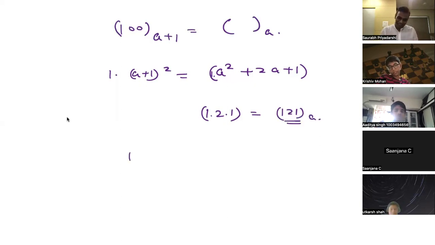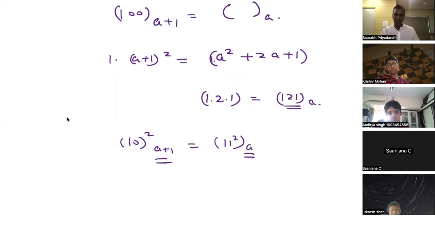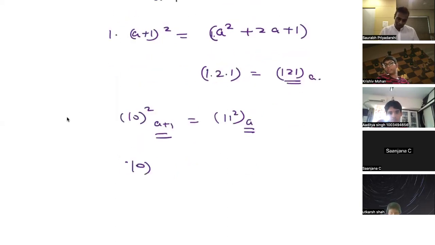Okay, this is 10 square with base A plus 1 is 11 square with base A. Or 10 to the power n. Can you solve and can you prove this? 10 to the power n with base A plus 1 is 11 to the power n with base A. Is this true or not?